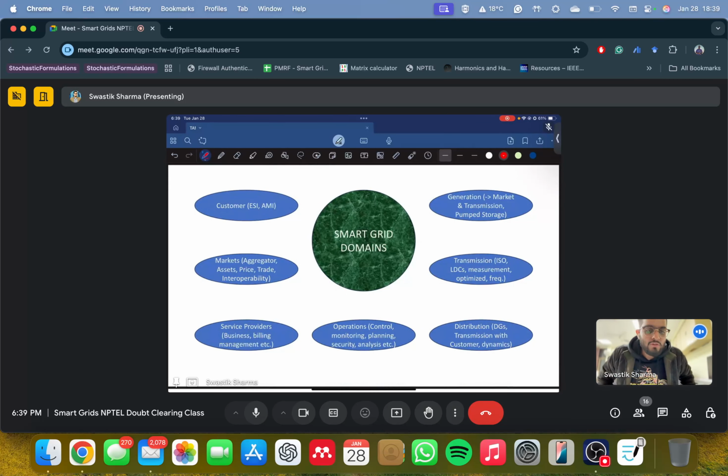And these are the domains of the smart grid. I already told you, smart grid operates in different domains. These domains talk about the different people or different set of organizations that are there in the smart grid's domain, right? So the first is customer. Customer is the domain, for example you and me: residential, business, industrial, all of these are customers.